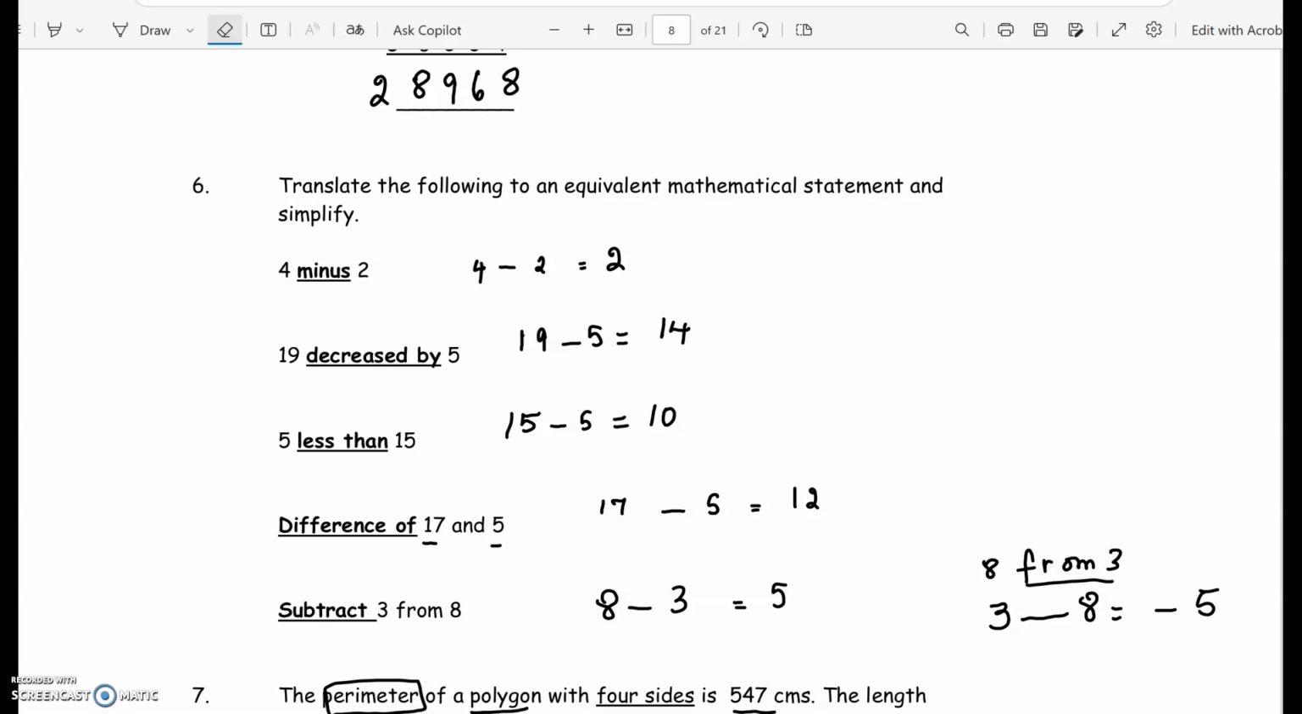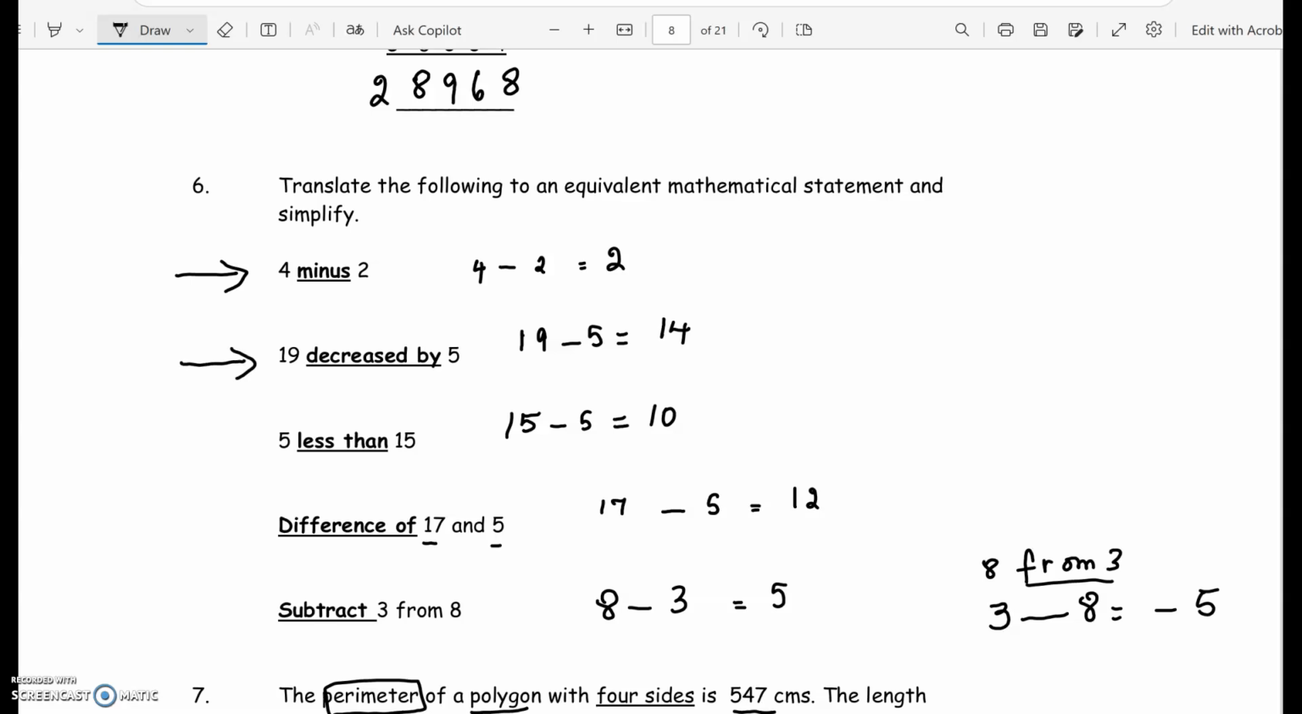Now, just as we did with addition, we are going to look at words or terms that suggest subtraction. Now 4 minus 2, that's pretty clear. It's 4 minus 2 and that's equal to 2. So that is clearly subtraction.